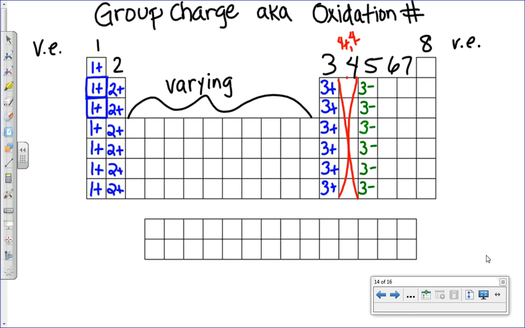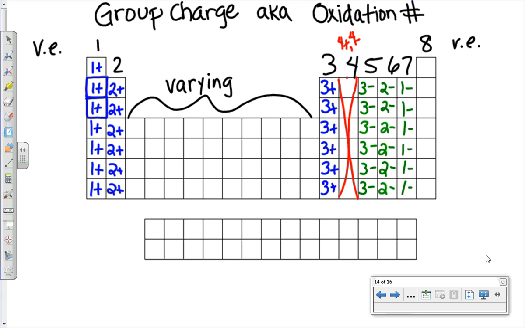Group 16 has 6 valence electrons, so its charge will be 2 negative. They need to gain 2 electrons in order to achieve a stable outer orbital that has 8 electrons. And what about the halogens? They have 7 valence electrons, so they only need to gain 1 in order to achieve stability.